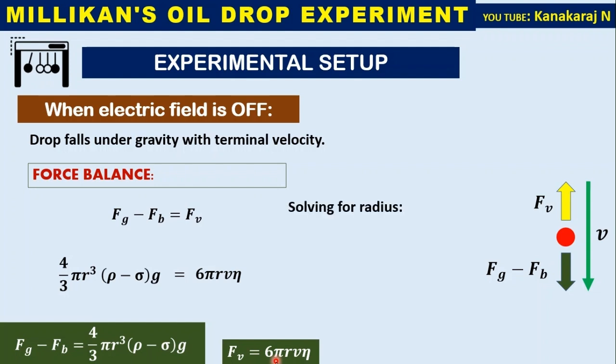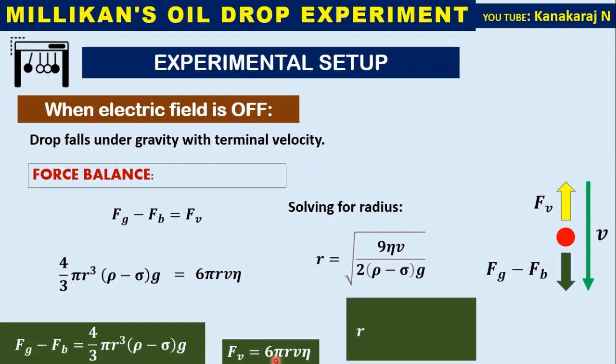On solving for radius r, we get r equals the square root of 9 eta v divided by 2 (rho minus sigma) g. So r equals the square root of 9 eta v divided by 2 (rho minus sigma) g.